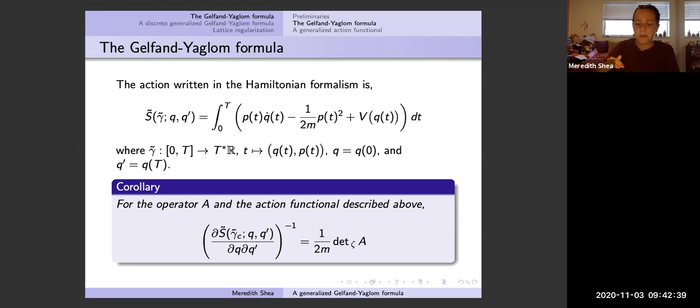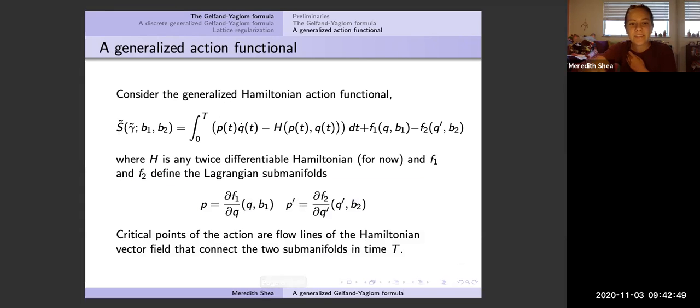And this is the formula we'll want to build off of. And so to build off of this, we're going to change the action one more time. Okay, we're going to consider this even more, which I'm going to call a generalized Hamiltonian action functional.